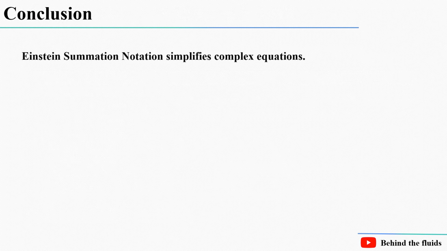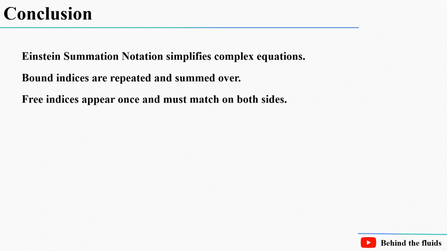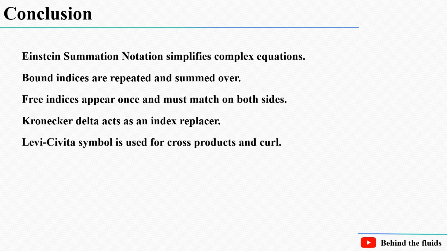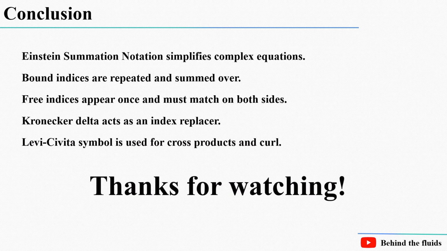So, to recap, we have learned that Einstein Summation Notation is a powerful tool for simplifying complex mathematical expressions, especially when dealing with tensors. We have covered the key concepts of bound and free indices and briefly introduced the Kronecker delta and Levi-Civita symbol, which you will encounter frequently. In our next video, we will start putting this knowledge into practice by applying ESN to some fundamental equations in fluid mechanics.